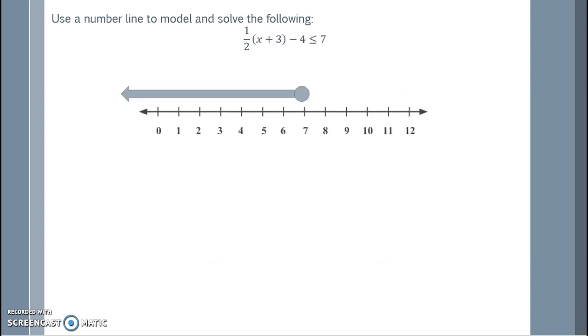Use a number line to model and solve the following. 1/2 of x plus 3, minus 4, is less than or equal to 7. So this time our dot is filled in because it's less than or equal to, and less than is traveling left on our number line. We would want to add 4 to both sides. So from 7, moving it 4 units to the right because we're adding 4, 7, 8, 9, 10, 11.